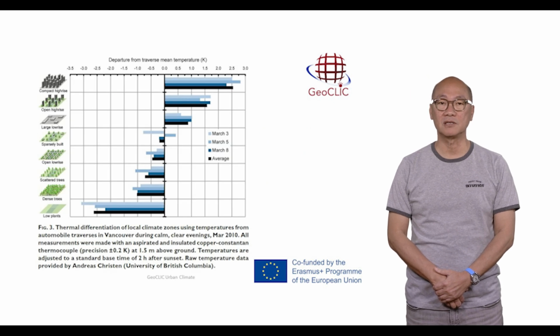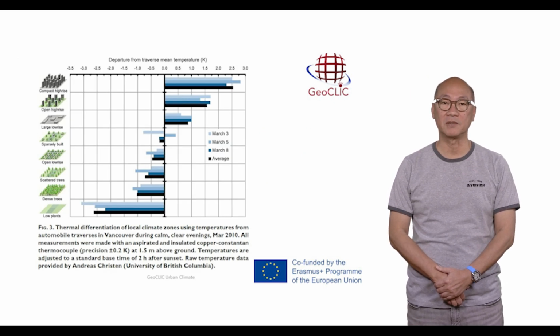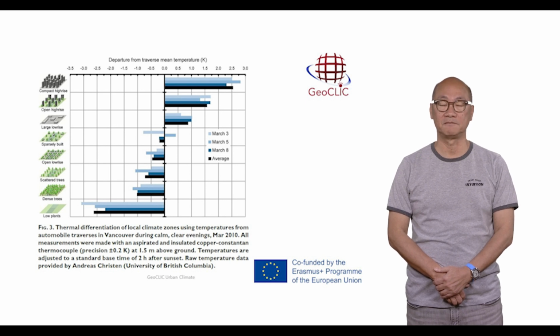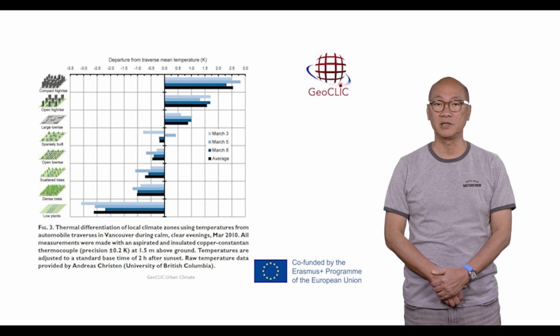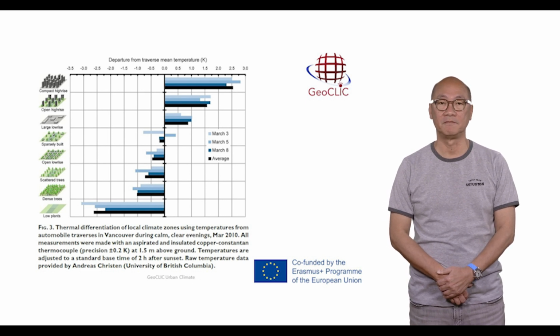This figure shows the multi-date temperature comparison among different local climate zone classes. It is a case study of Vancouver, Canada. The measurement was taken in March 2010. At the top of the figure, we can see the first 3 classes that describe urban landscapes, including compact high-rise, open high-rise, and large low-rise. Then the following 5 classes represent land cover in the suburban and countryside.